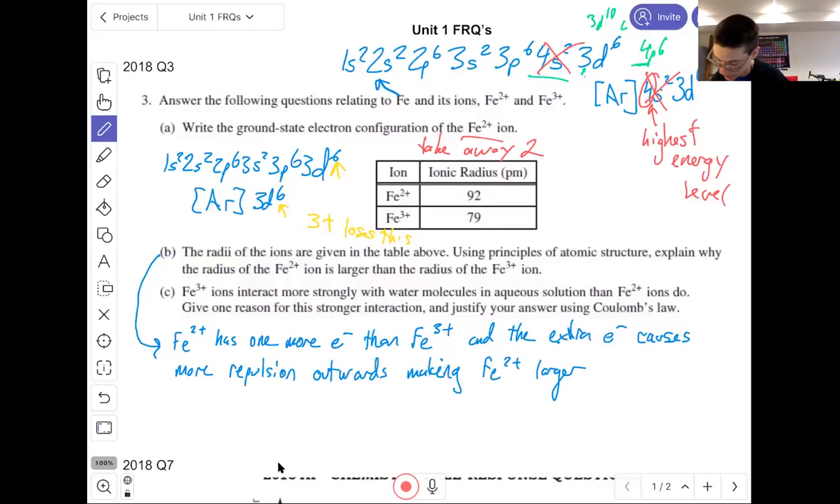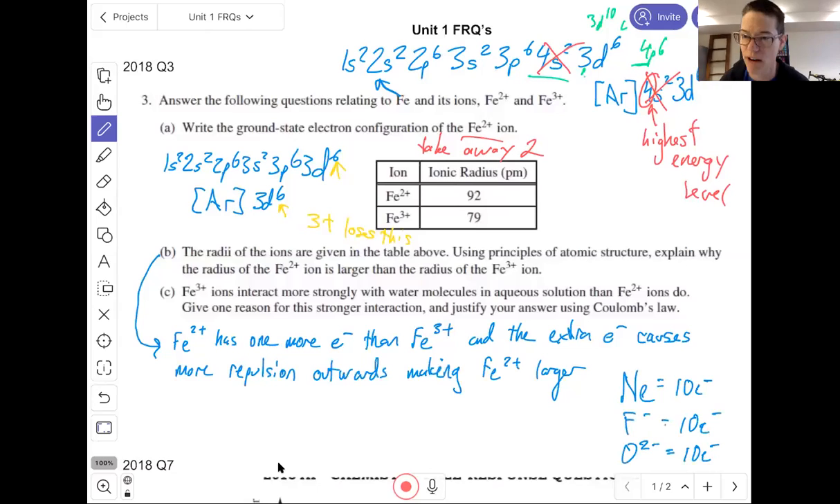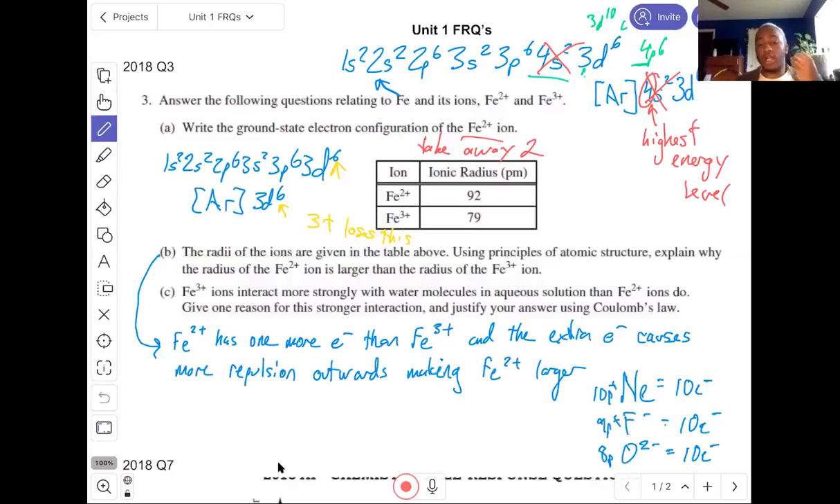If you are talking about, say, neon, which has 10 electrons, F minus, which has 10 electrons, and O2-, which also has 10 electrons, those all have the same electrons. So in theory, they have the same repulsion, so therefore talk about attraction. So you would say something like, neon has more protons than the other two, causing more attraction, causing it to be smaller. Yes. Okay, I understand. That makes sense.